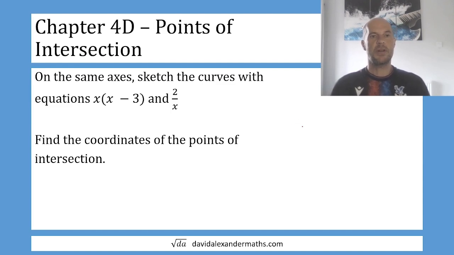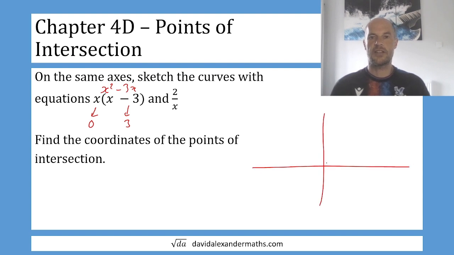Okay, so here's another similar question on the same axis. Sketch the curves with equations y equals x times (x minus 3) and y equals 2 over x. So x(x minus 3) cuts through the x-axis at 0 and plus 3. It's a quadratic, x squared minus 3x. So let's just do a quick sketch of that. So it's going through at 0 and 3. So it's going to look something like that.